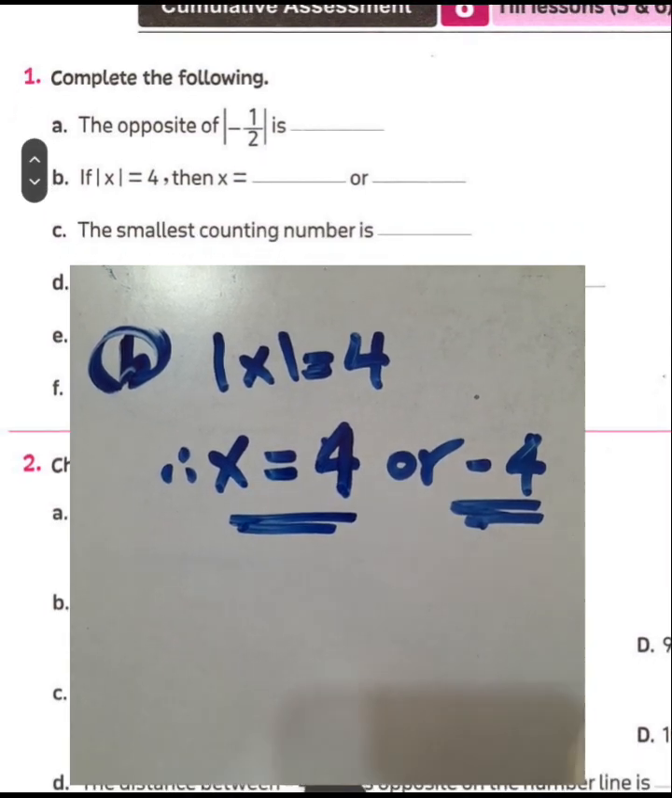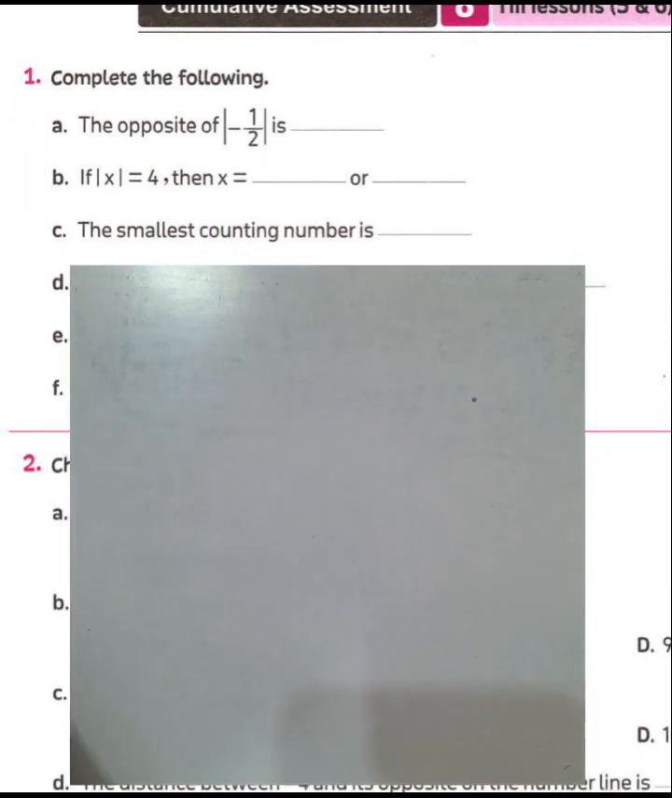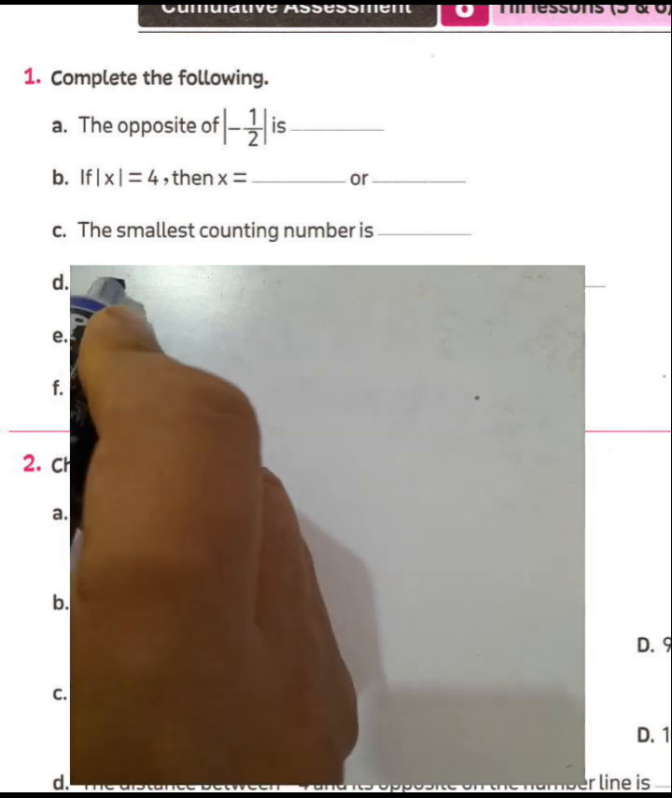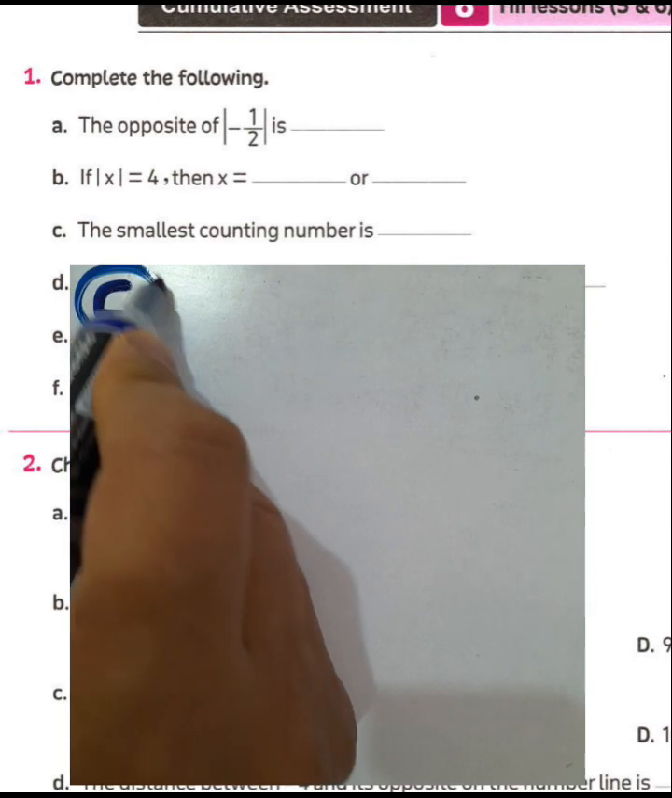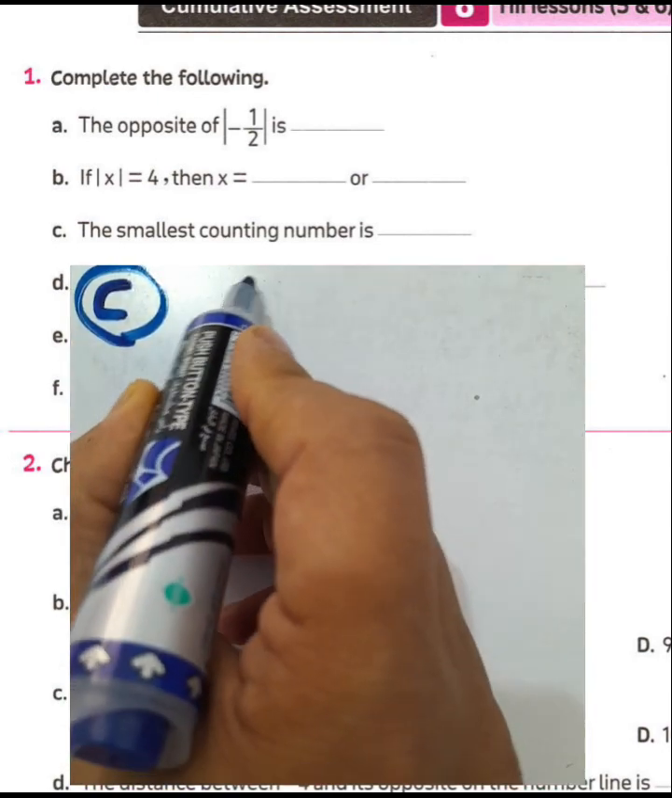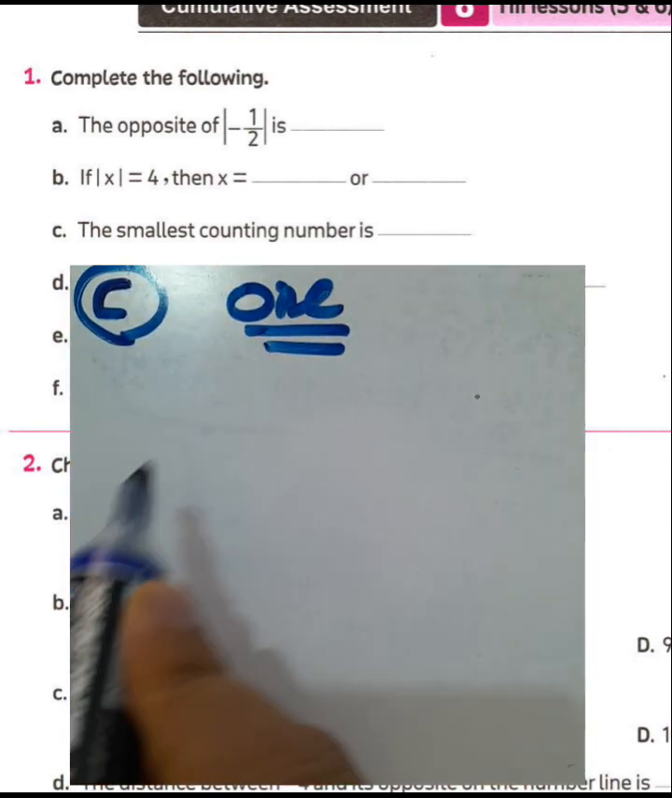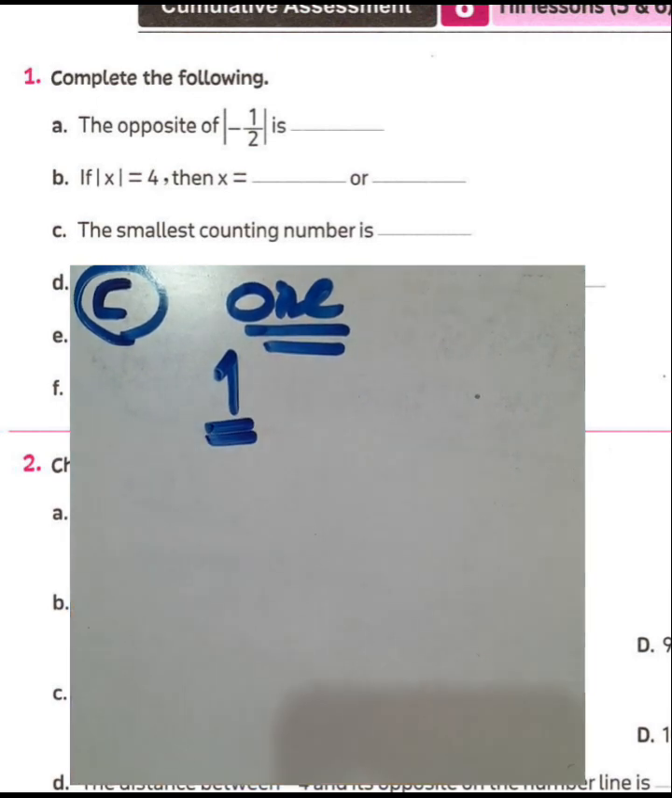Question letter C. The smallest counting number is 1. Letter C, the smallest counting number is 1. The result will be 1. The smallest counting number is what? It is 1. About this question, the result will be what?